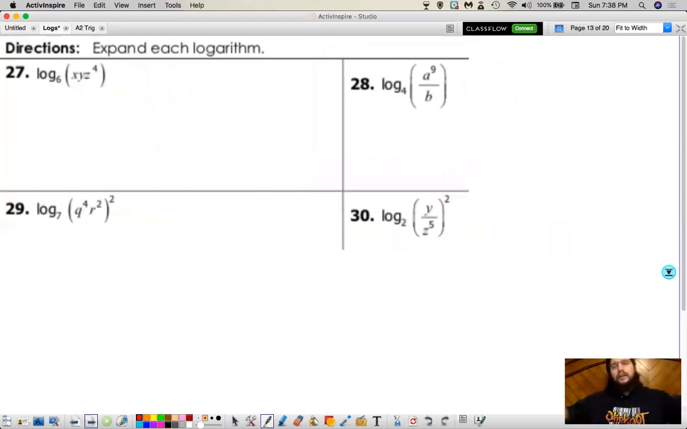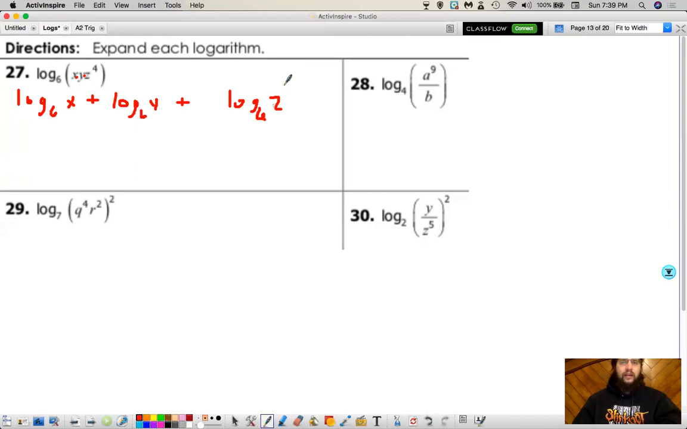Okay, now we're going to expand it. For these, we do the multiplication and division first, and then we take the power out. So that's going to be log base 6 of x plus, because it's in the numerator, it's going to be positive, log base 6 of y plus log base 6 of z to the 4th. Then we're going to use our power rule, and to save time and effort, I'm going to go ahead and just stick that there instead of there. Power rule says the exponent comes out front.